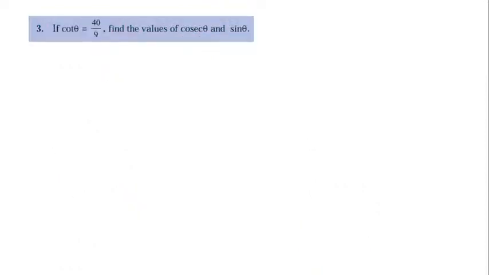Let's have another one. If cot theta is equal to 40 divided by 9, find the values of cosec theta and sin theta. So again we have cot theta given as 40 divided by 9. Now here we have to use the trigonometric identity which involves cot theta, and we know that there is the third trigonometric identity, that is 1 plus cot square theta is equal to cosec square theta. So we have to use that as we have to find the value of cosec theta, and in this trigonometric identity we have the value of cot theta.